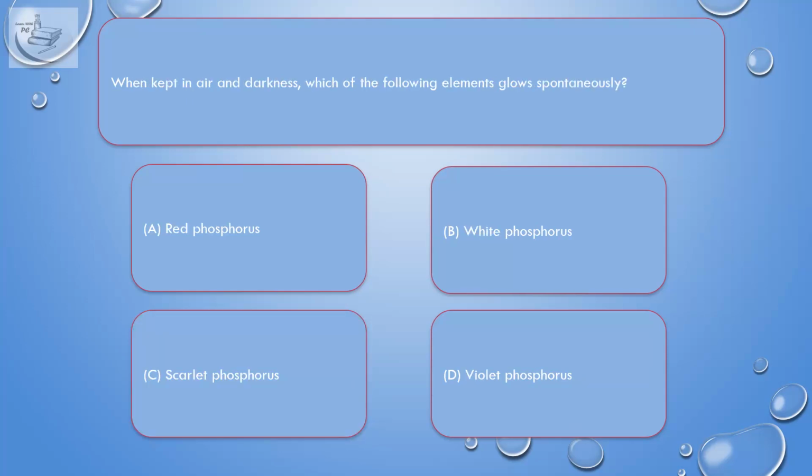Question: when kept in air and darkness, which of the following elements glows spontaneously? A. Red phosphorus, B. White phosphorus, C. Scarlet phosphorus, D. Violet phosphorus. Correct answer is B. White phosphorus.